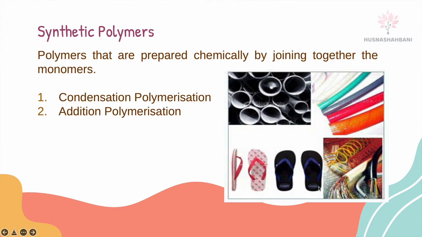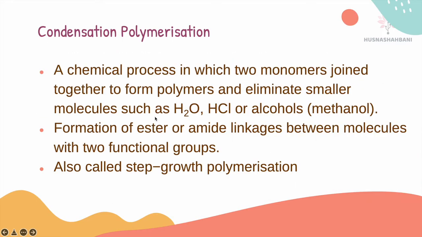Synthetic polymers. Synthetic polymers are polymers that are prepared chemically by joining together the monomers. We have two types of synthetic polymers: condensation polymerization and addition polymerization. These two chemical processes can produce synthetic polymers. For condensation polymerization, the name condensation means the removal of water. In order to form the polymer, you need to remove water. Water, for example; you can remove other things as well.